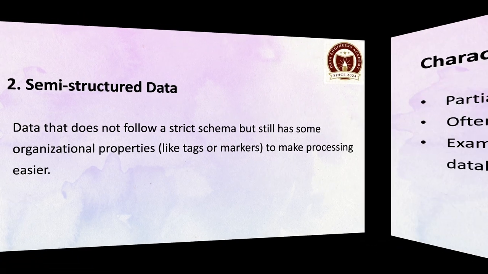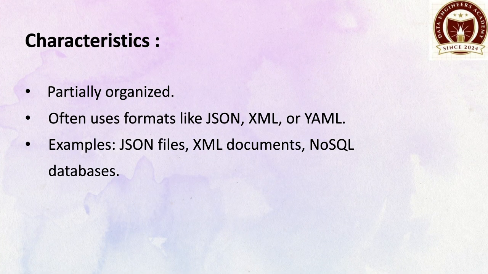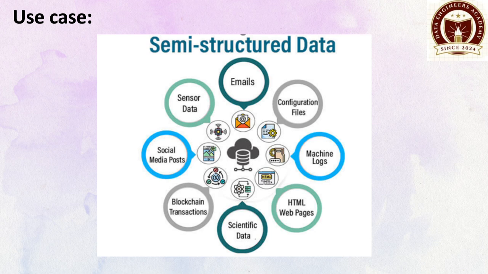Next one is characteristics of semi-structured data. It is partially organized but not fully fixed. Here we use files like JSON and XML, for example JSON files and XML documents. Next, let us see the use cases of semi-structured data. Here we have emails, configurations, machine logs, HTML web pages, scientific data, blockchain transactions, social media posts, sensor data. So these are examples of semi-structured data.